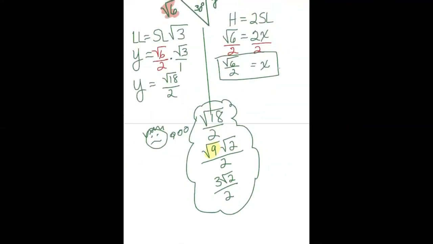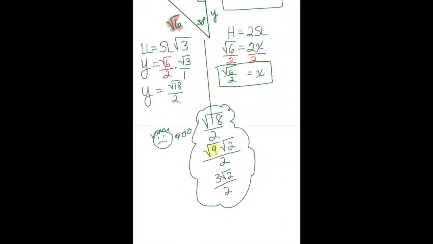Okay, so Y is actually 3 times the square root of 2 over 2.